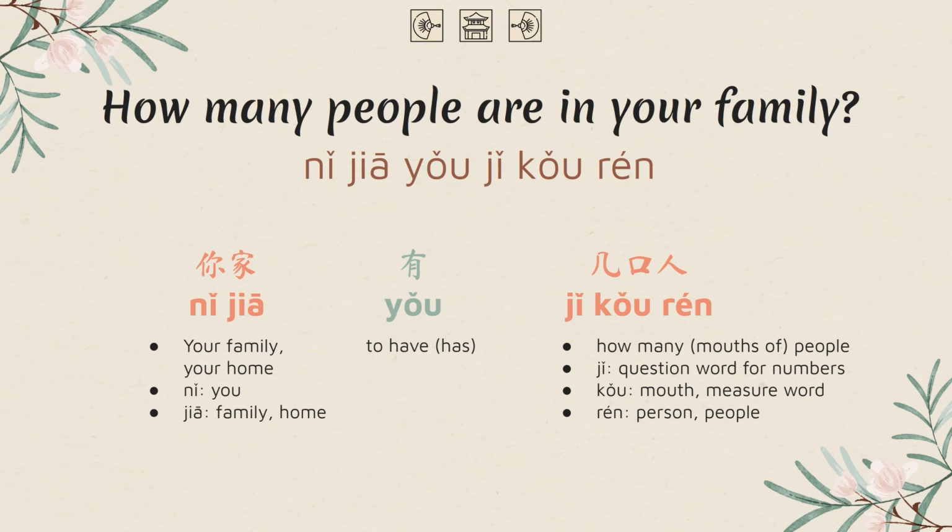In Chinese, we just have that for every noun. Here, 口 is an example of counting the number of people in a family. We'll learn more measure words as we go. In fact, we'll learn one of the most common measure words in Chinese in just a little bit in this lesson. 人 means person or people. So 几口人, how many people? 你家有几口人? Literally, your family has how many mouths of people, which is how many people are in your family.